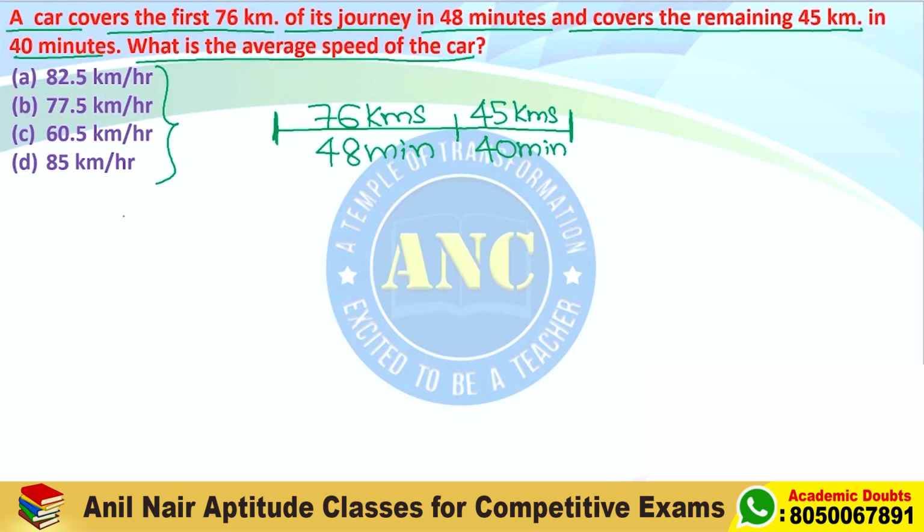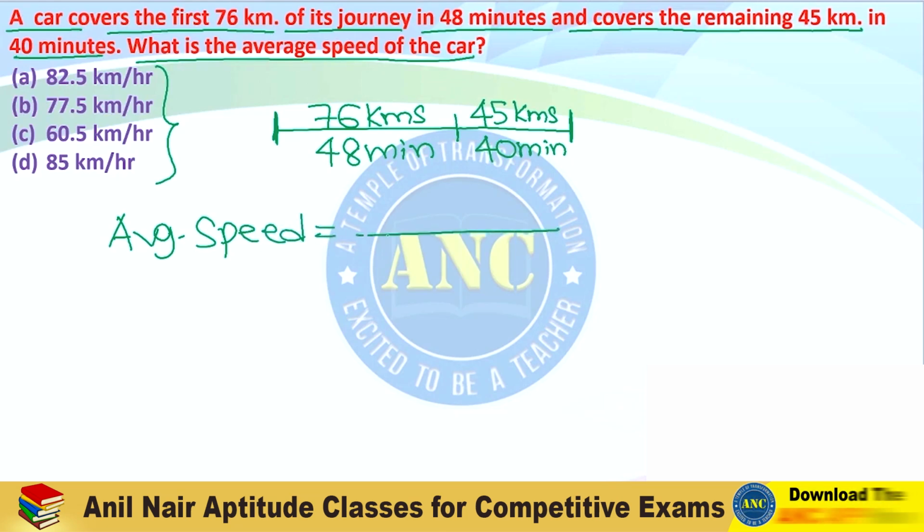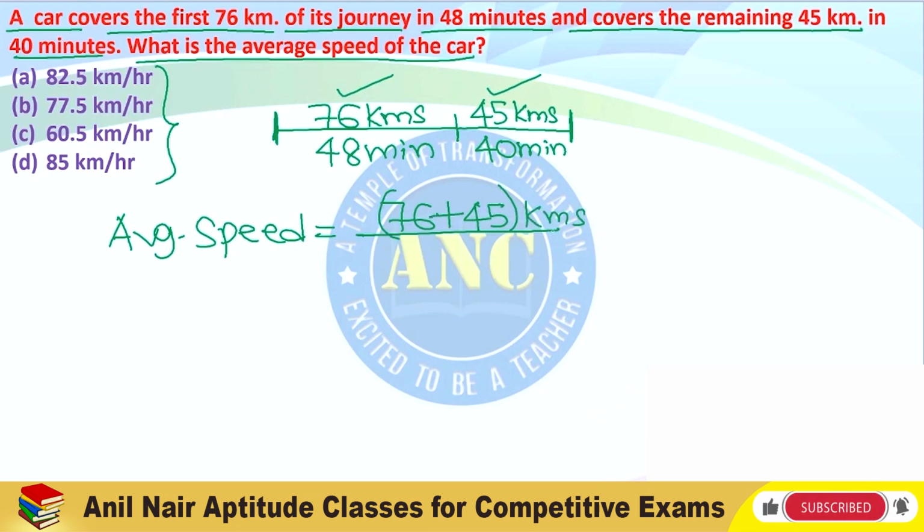It's very simple. We know that average speed is given by total distance divided by total time. Total distance is 76 kilometers plus 45 kilometers. So it is 76 plus 45 kilometers is the total distance traveled by that person in the car, and total time taken is for 76 kilometers he is taking 48 minutes. For 45 kilometers he is taking 40 minutes.